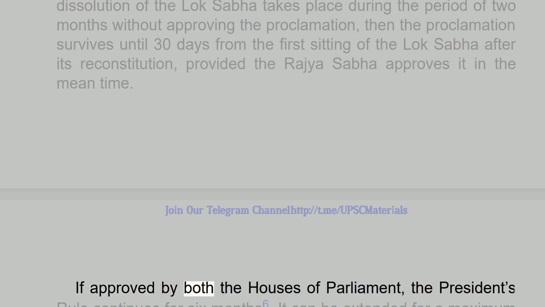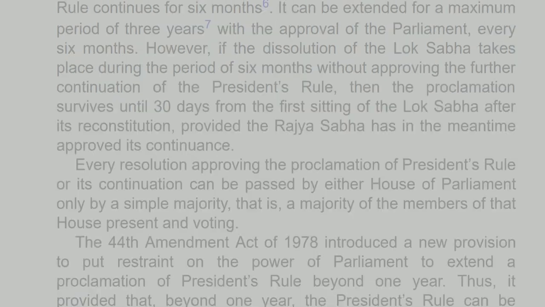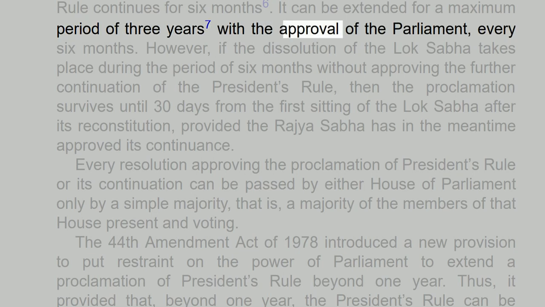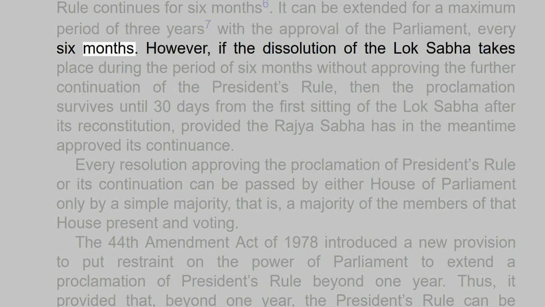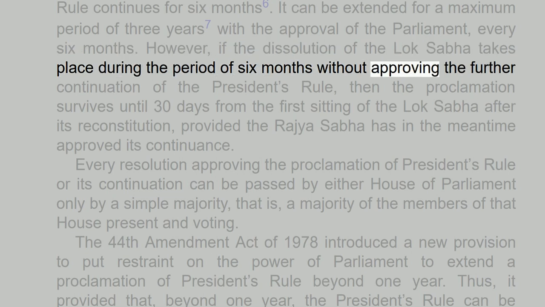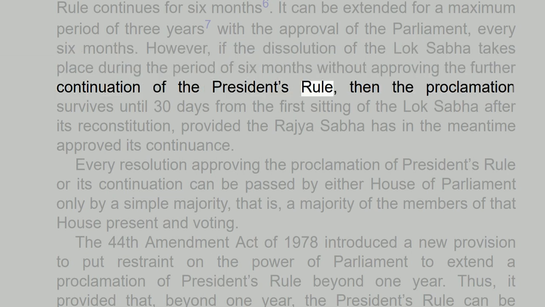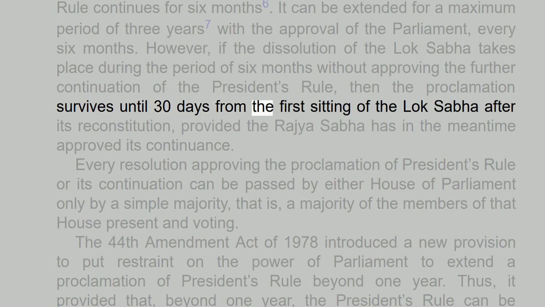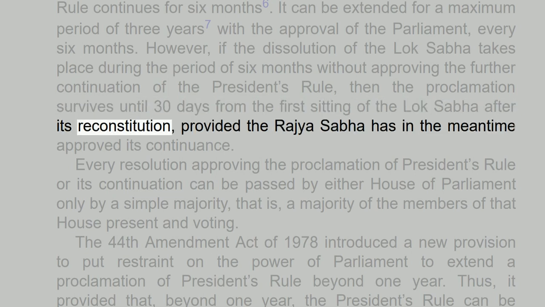If approved by both the Houses of Parliament, the President's rule continues for 6 months. It can be extended for a maximum period of 3 years with the approval of the Parliament, every 6 months. However, if the dissolution of the Lok Sabha takes place during the period of 6 months without approving the further continuation of the President's rule, then the proclamation survives until 30 days from the first sitting of the Lok Sabha after its reconstitution, provided the Rajya Sabha has in the meantime approved its continuance.